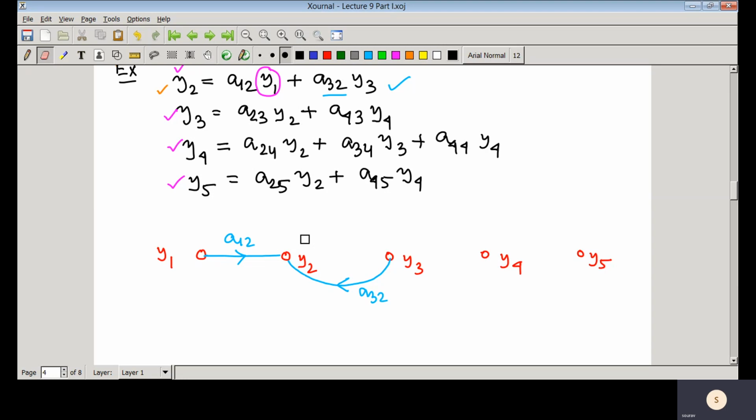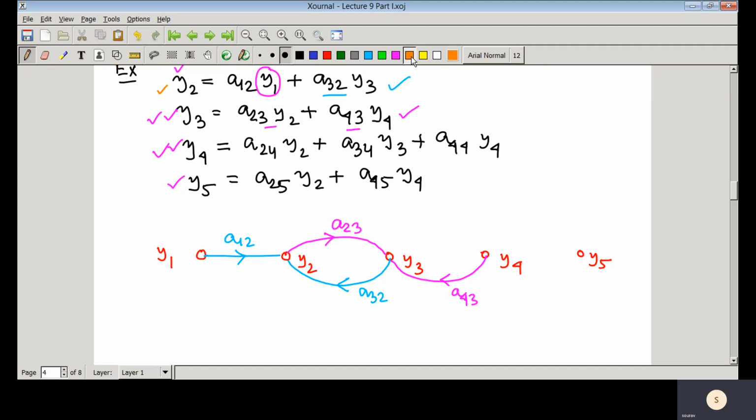Now let us see what is Y3. Y3 equal to A23 into Y2, so this term, and another one is A43 into Y4. So that is A43 into Y4. That means this equation is represented by this part of the signal flow graph. And then look at the third one.